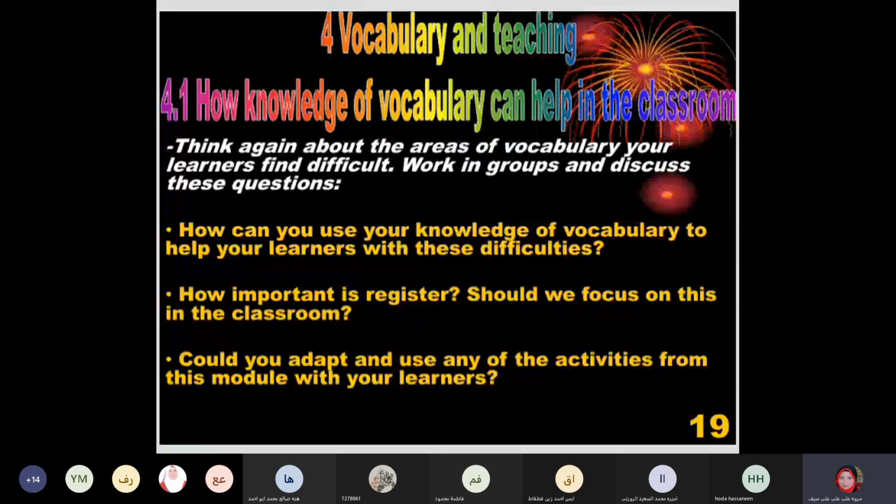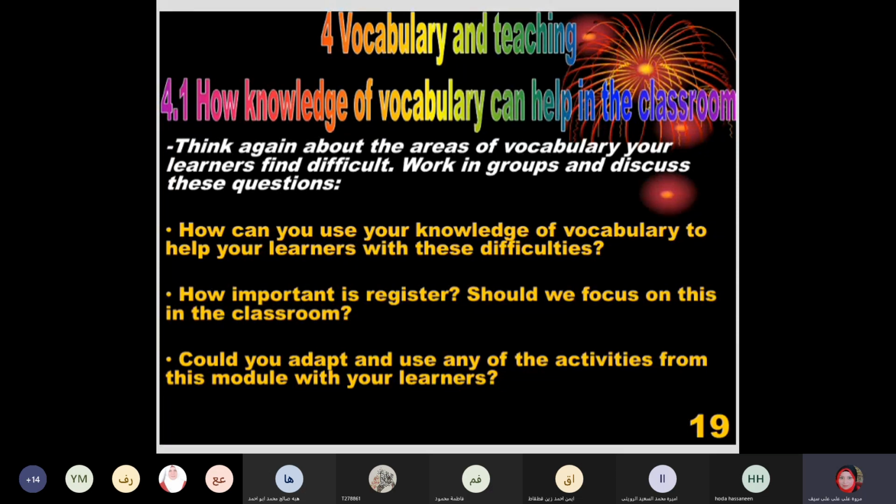And again, it depends on the need of your learners. If you see that they need more information, you just elaborate on it and go on to give them more information about this aspect and so on.